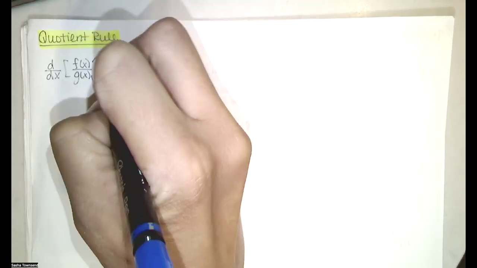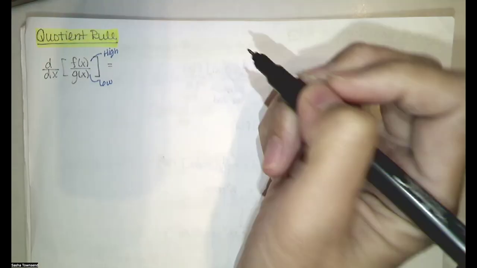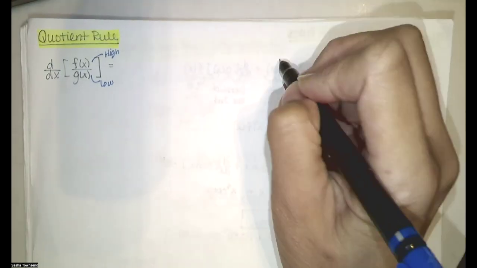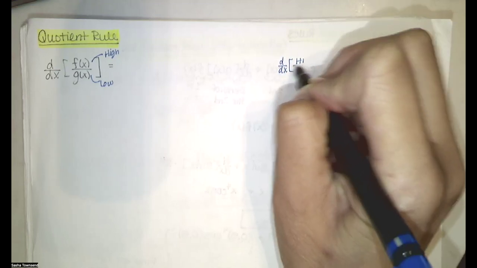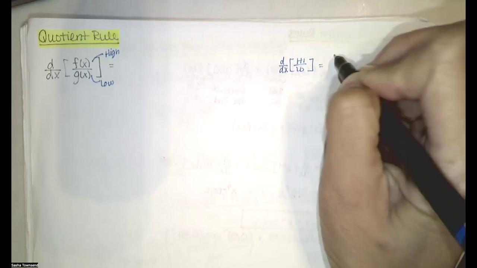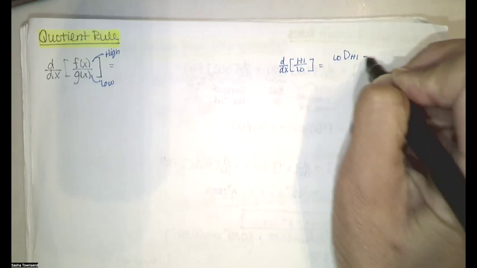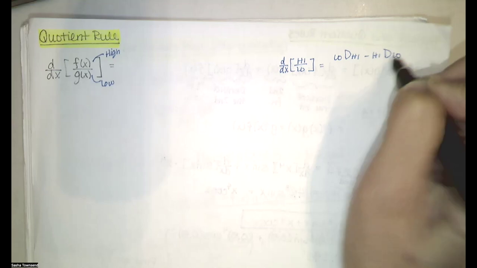We're going to call this top function the high function, and this bottom function the low function. Sometimes I will abbreviate the top one as HI and the bottom one as LO. And here's a mnemonic device. The derivative of high over low is low d high minus high d low over low low.